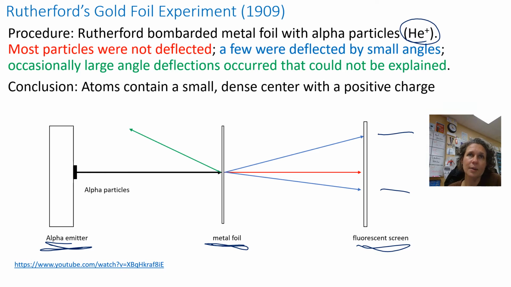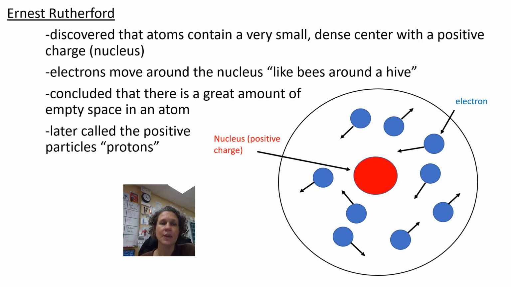He said most of them went through because that positive part in there is very, very small and very dense. And then the ones that didn't go through, the green line in this case, must have had a head-on collision with that positive part of the atom and just bounced straight backwards. Okay, so from all of that, this is what Rutherford's model looked like. He said a very small, dense center that is positive. He called this the nucleus. And he incorporated the electrons that J.J.